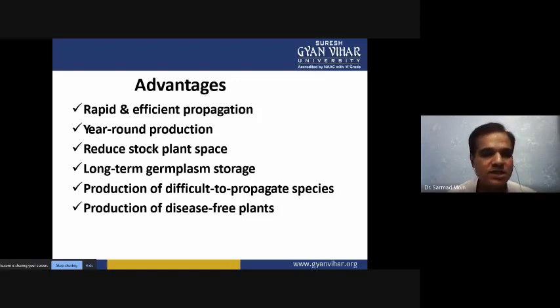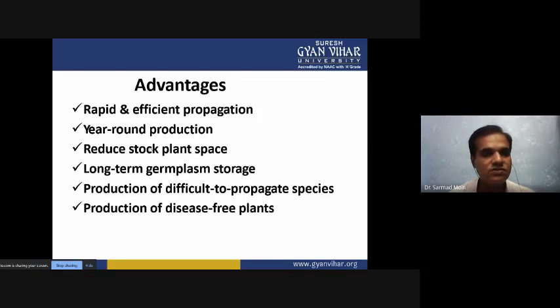So micropropagation is a rapid and efficient propagation, and within 60 to 90 days we can produce millions of plants from a single explant. Then, another advantage is that micropropagated plants can be propagated around the year, and the production rate will be very high when we are producing plants all year round.